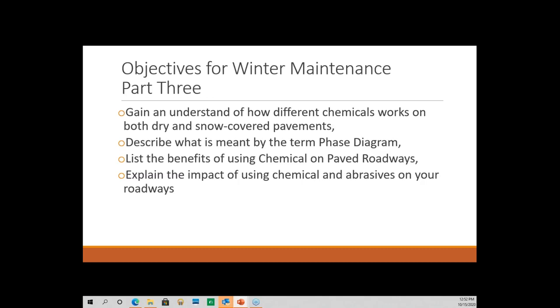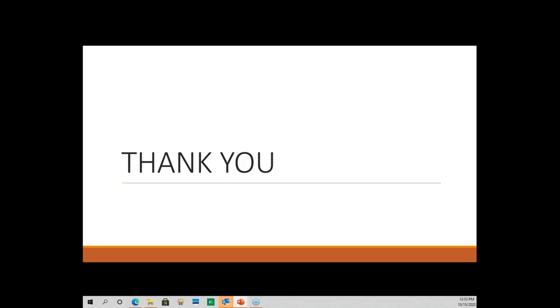So my objectives that I started out this program with: to gain an understanding of how the different chemicals work on both dry and snow-covered pavements; describe what is meant by the term a phase diagram. That's that dilution of the solution. Where is that chemical going to work? List the benefits of using a chemical on a paved roadway, and explain the impacts of using chemical and abrasives on your roadway. So have we any questions on any of the information I've covered so far?